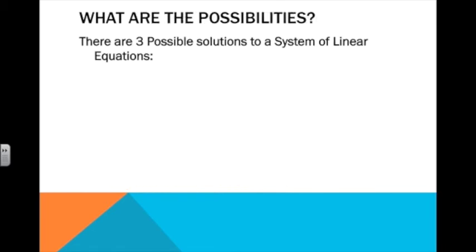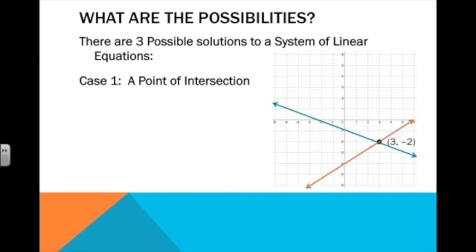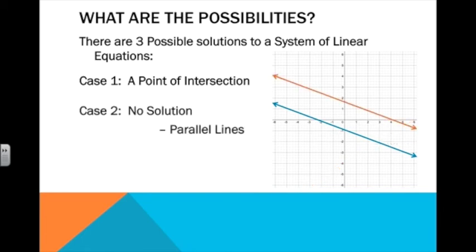So what are the possible solutions for a system of linear equations? There are actually three. The first and most common possibility is when the two lines intersect at a point, as we saw before. The second possibility is that the lines are parallel. There is no solution because the lines do not intersect. We call this system inconsistent because the equations do not have a common solution.